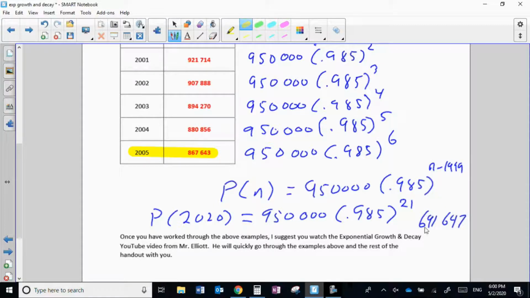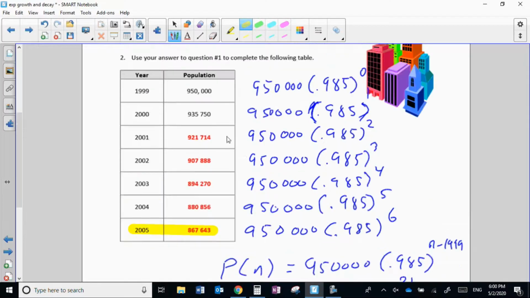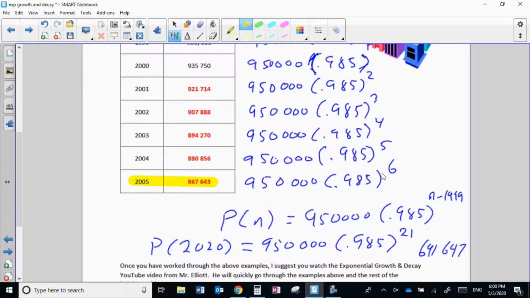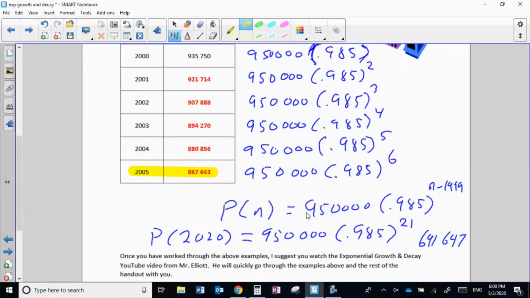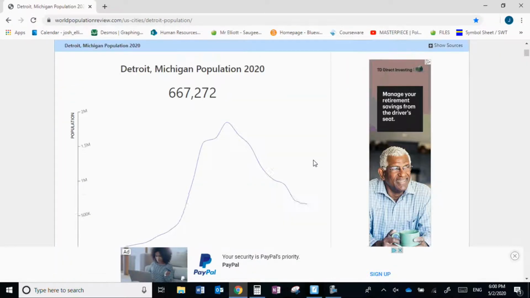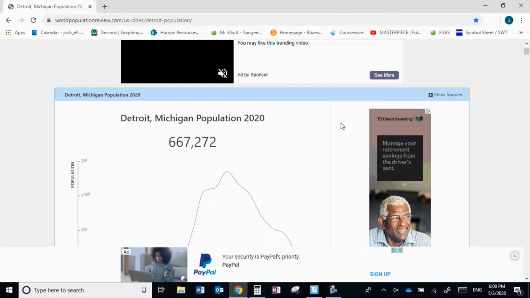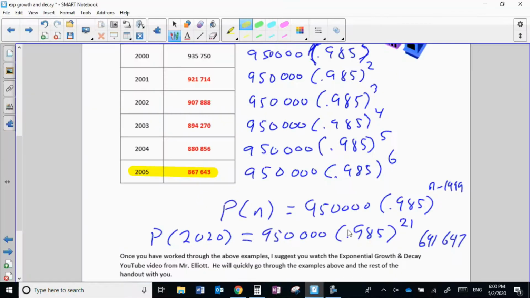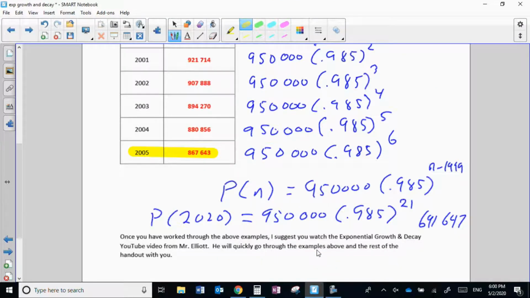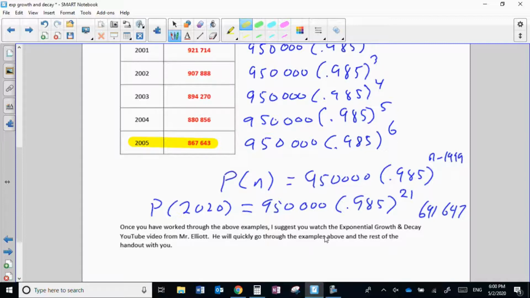And of course, a good question would be, how close is that to the current population? I do believe that 950,000 is very close to the real population in 1999. And there we have it on this website. Their estimate for Detroit's population right now is 667,000, so actually a little bit lower than what we got even. Population decline causes all sorts of problems in cities, but that's a much bigger topic.